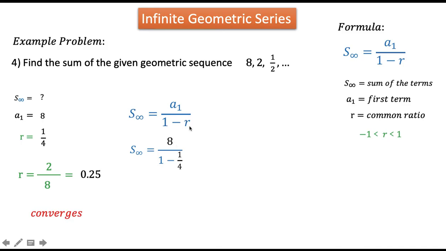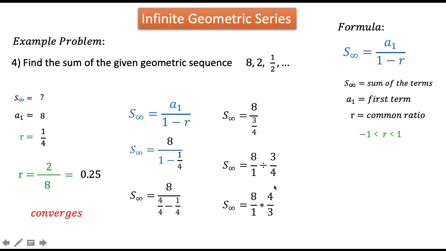Our A sub 1 is 8, our R is 1/4. We want to rename this 1 into 4 over 4, so that we can easily subtract 1/4 from 1. 4 minus 1 is 3. Then copy the common denominator 4. Copy also this 8 right here. Then we will rewrite this 8 divided by 3/4 this way. Then change division into multiplication and get the reciprocal of 3/4, and that is 4/3. Then 8 times 4 is 32, 1 times 3 is 3. So this is our answer, 32 over 3, or we can also rewrite this in decimal form, 10.6 with a bar, or 10.66666.